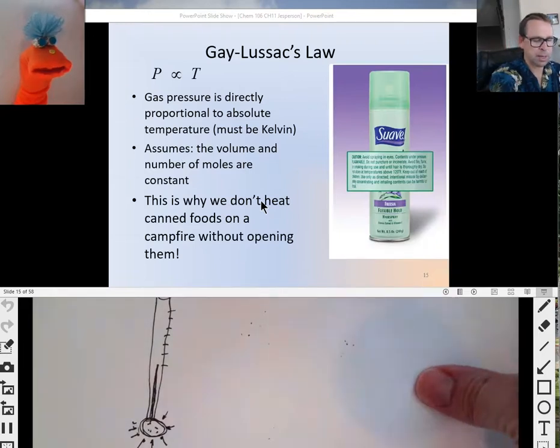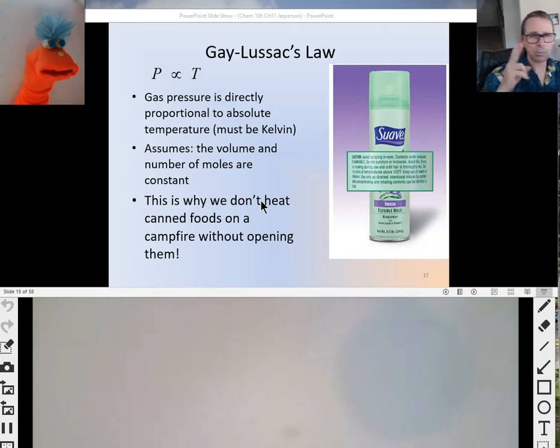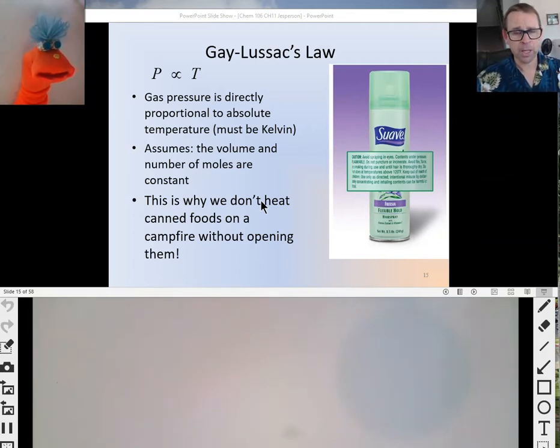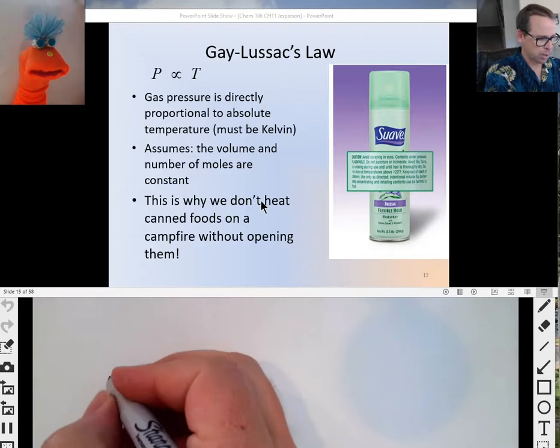All right, another relationship. So far we've talked about two laws, a relationship between pressure and volume, and a relationship between temperature and volume. And now we're going to talk about a relationship between pressure and temperature. Now, let's just review these really quickly.